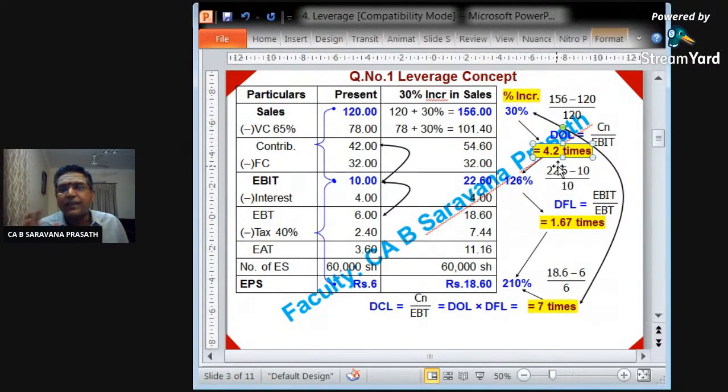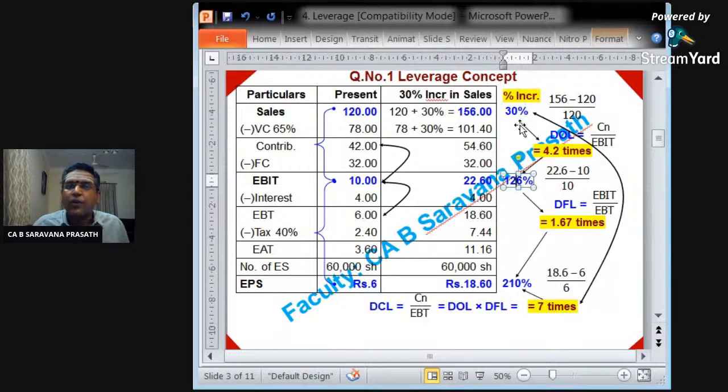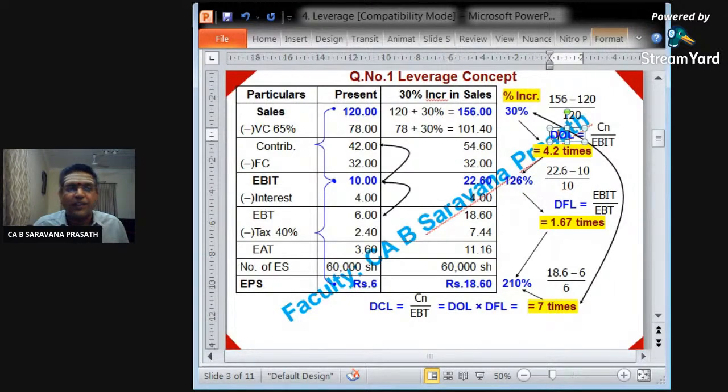Now, what is the significance of the operating leverage? Let's understand. 30 magnified into 126. So, how can 30 become 126? That is on account of fixed cost, operating leverage. So, the calculation is 4.2 times. You can take your calculator, multiply and check. 30 multiplied by 4.2 times is equal to 126 percent. Magnification takes place to that extent. We call it the degree of operating leverage.